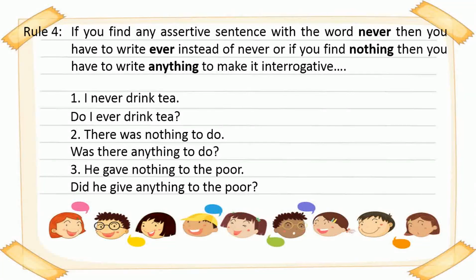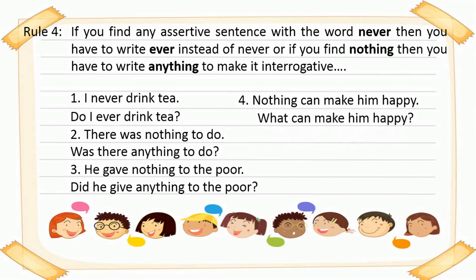Here nothing is used in the sentence as an object. If you find nothing as a subject, just try to remember, you have to write what instead of nothing. For example, nothing can make him happy. You have to write: what can make him happy? You can also write: can anything make him happy? This is also right. So try to remember all these rules.